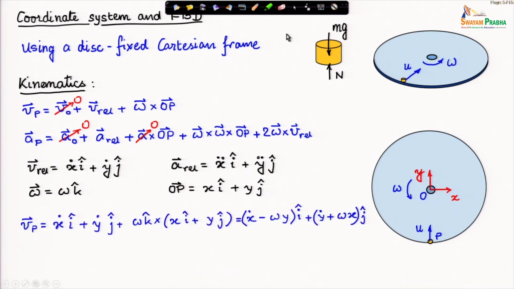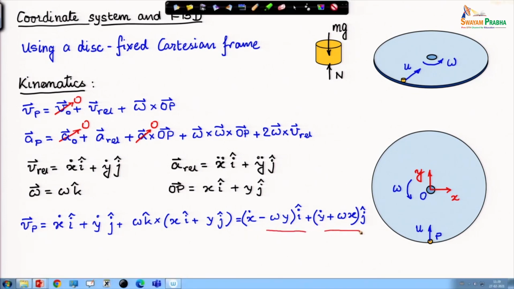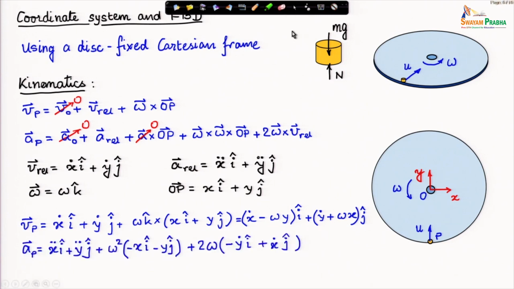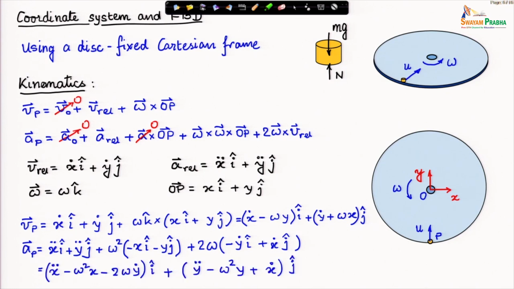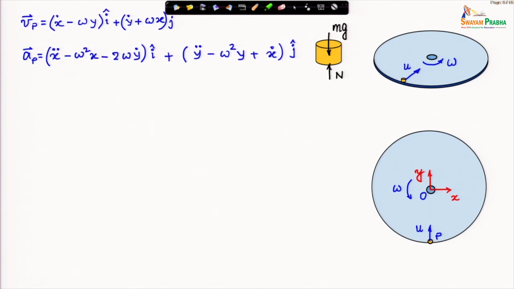Therefore, plugging in these expressions, I find the expressions of velocity, which I have here. These are along i cap and j cap directions, and acceleration, which simplifies. I have done some simplifications, and this is the final expression of acceleration. This is the velocity and acceleration.